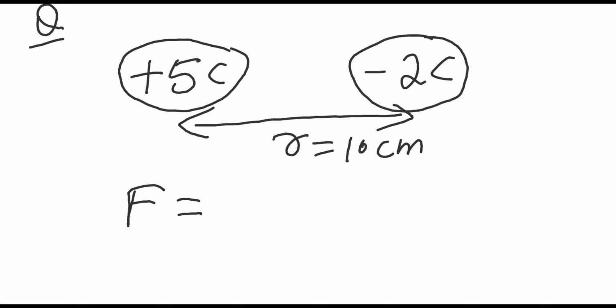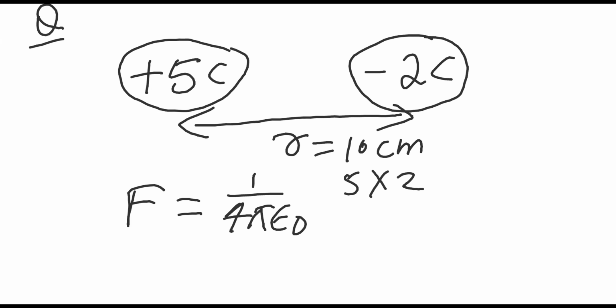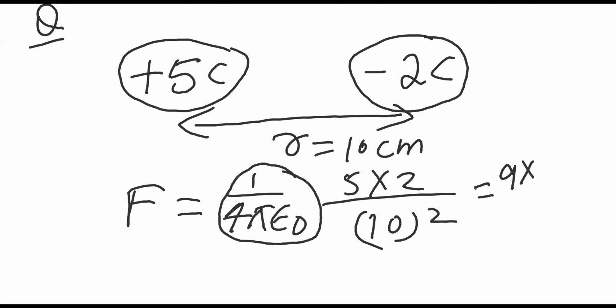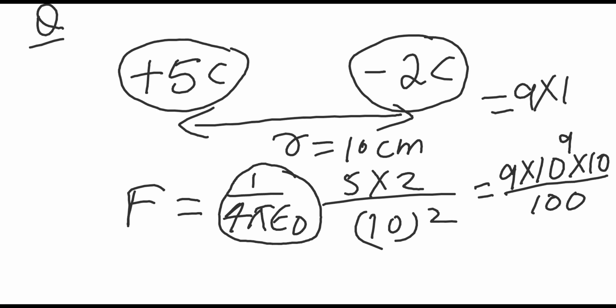Now what is the force? Force is 1 by 4 pi epsilon naught, 5 into 2, divided by 10 square. This is the attractive force between them. So how much is it coming? In SI units, 1 by 4 pi epsilon naught I can write as 9 into 10 to the power 9, into 10 divided by 100. Now 100 will get cancelled. So I'm getting 9 into 10 to the power 8 Newton.